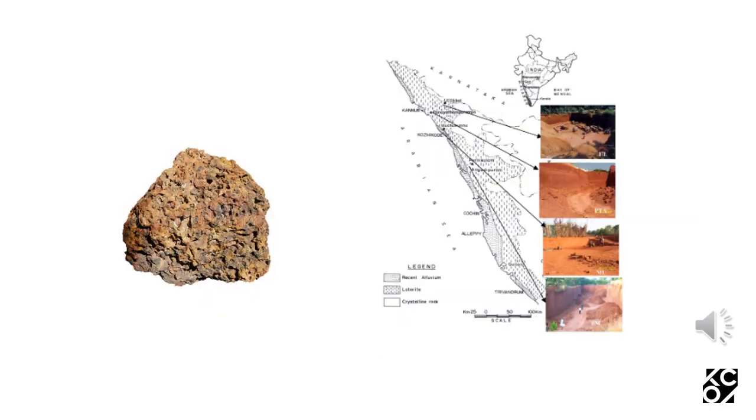This image shows an aged laterite stone, and the second image shows the major quarrying sites which are located in different parts of Malabar, that is, northern Kerala.